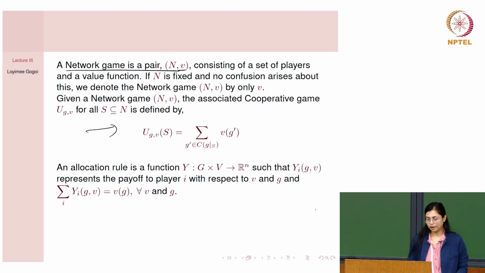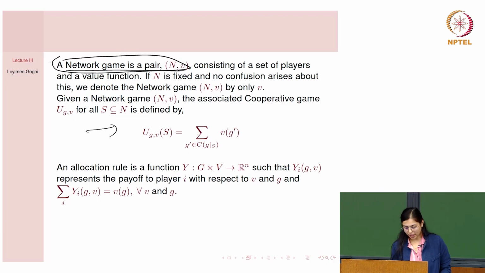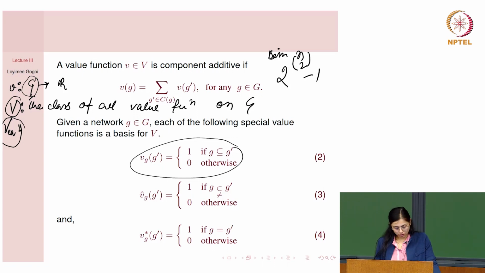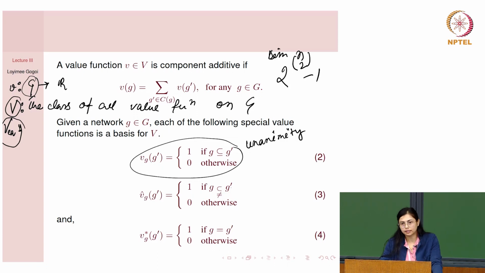Now I have the network game. So I have a given network structure G. Each of these three functions has a basis. This is actually the unity game. Yesterday we talked about this only. This is also one kind of basis, and this is also another kind. Which one is a subgraph? Yes, subgraph, correct.